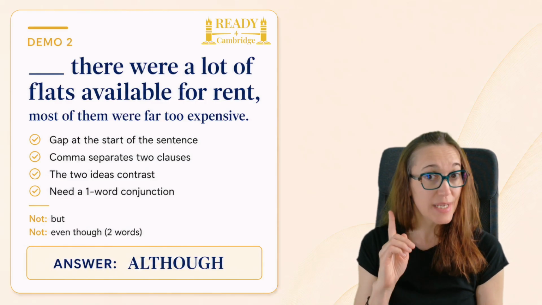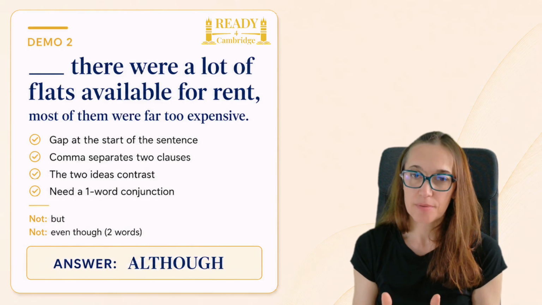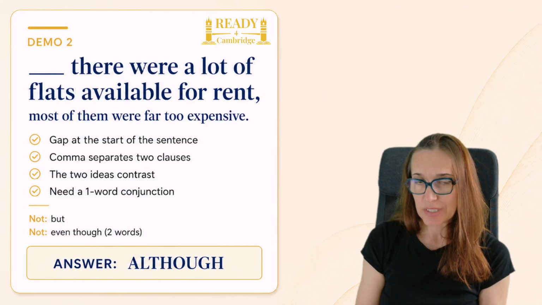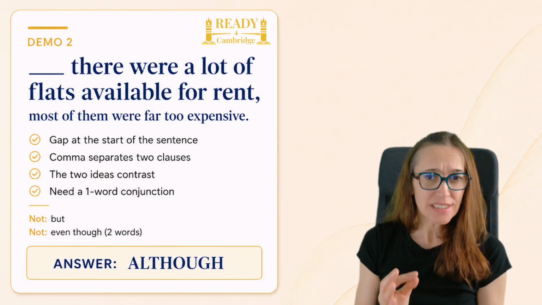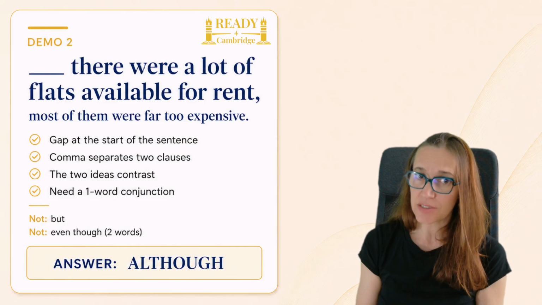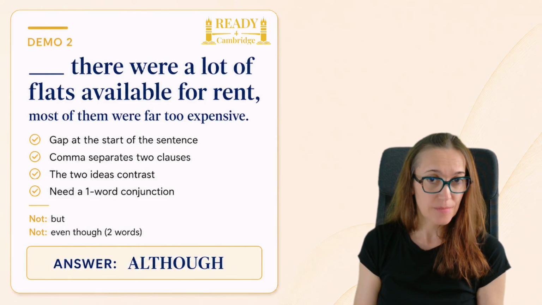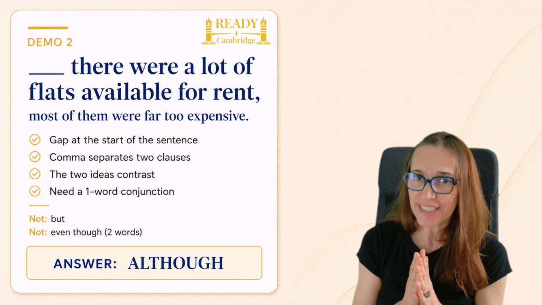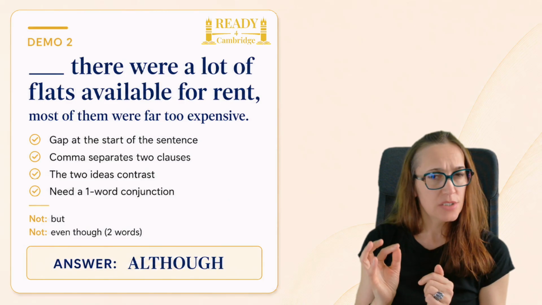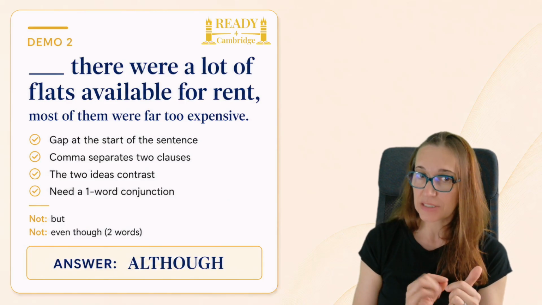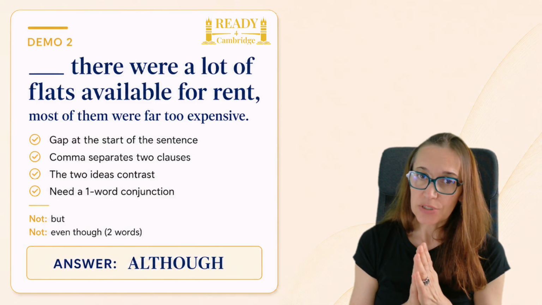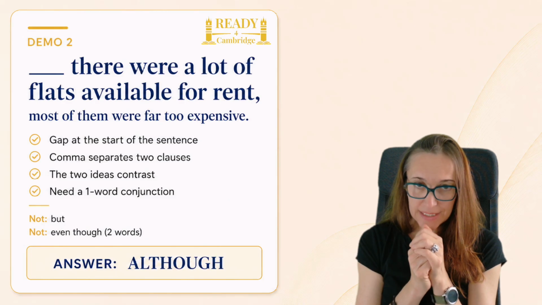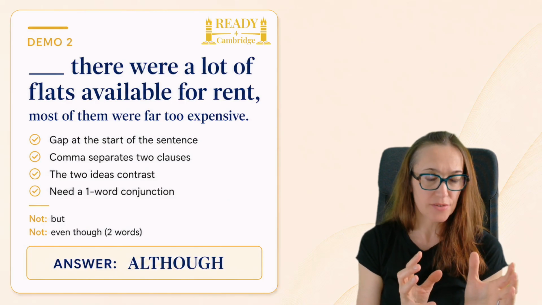Step 2, reason. Where is the gap? Right at the beginning of the sentence, before the first clause. So I ask myself, what type of word goes at the very start of a sentence to connect 2 clauses? A conjunction. Now I think about what the 2 ideas mean together. Lots of flats available, but too expensive. Those 2 ideas contrast, don't they? So I need a conjunction of contrast.